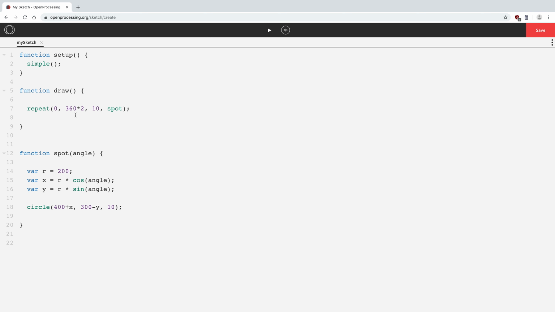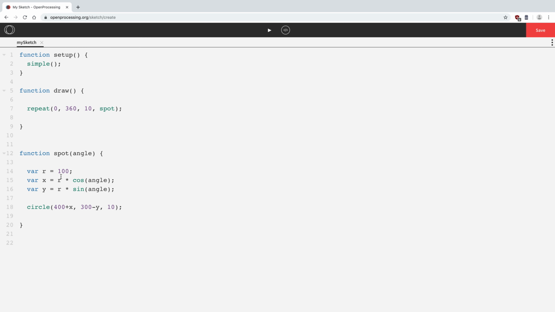What else can we try? What if we said that the distance changes? So instead of 200 it was 100. That would make, let me bring that back. This would make, hopefully, a smaller orbit. Yep. If I did it 10, that would be a tiny orbit. That's really tiny.